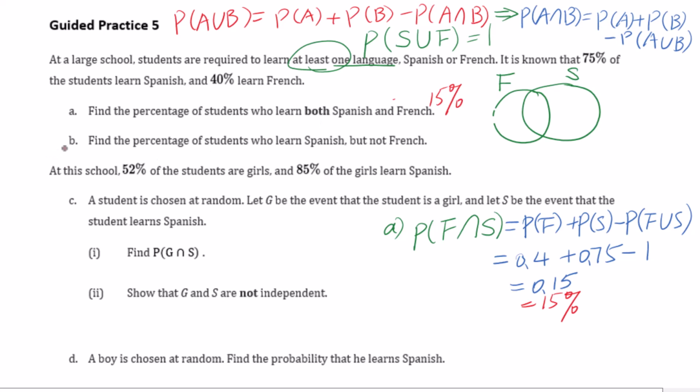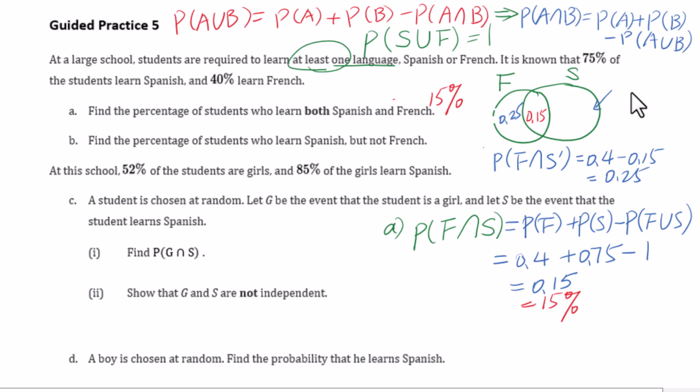15%. B, find the percentage of students who learn Spanish but not French. Let's fill out this Venn diagram. This is 0.15. Then probability of French intersection not Spanish equals 0.4 minus 0.15. That equals 0.25. So we have 0.25.